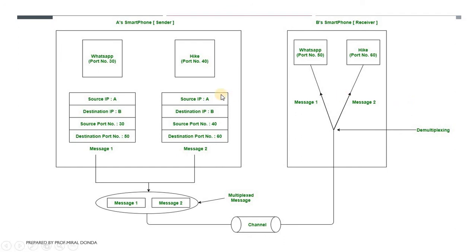So this is all about multiplexing and demultiplexing. That is all about today's lecture.